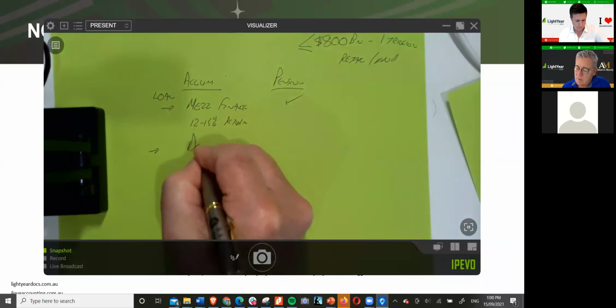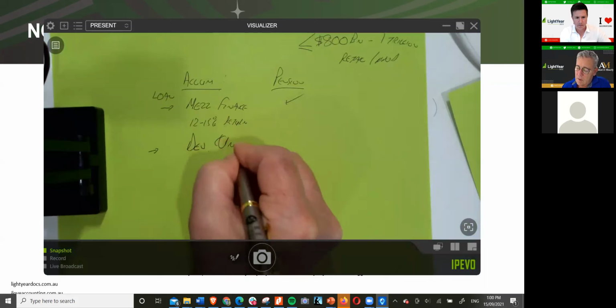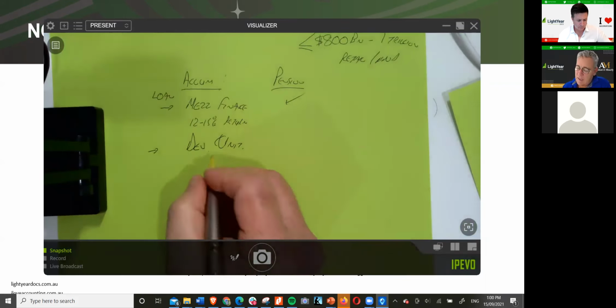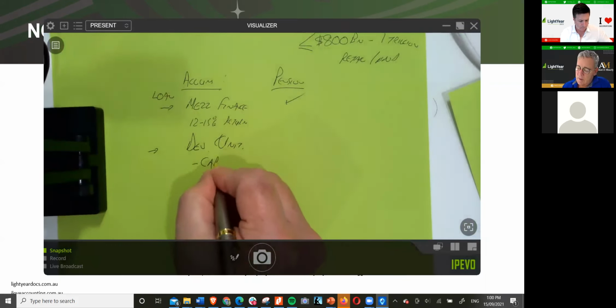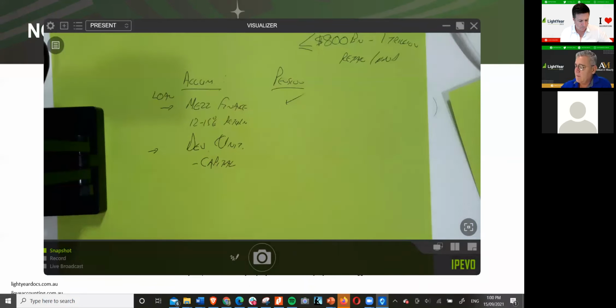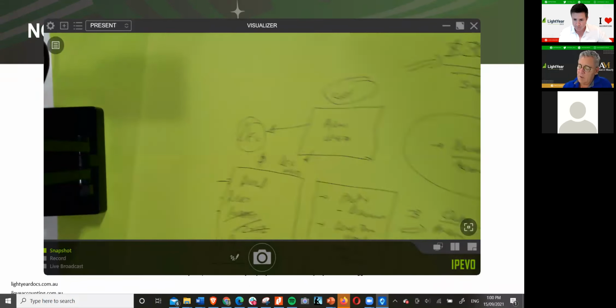So the next level is then we've got the development units. Primarily the development units are capital units, so they're not going to see any income, because essentially what's happened is the property development is going to carry on there.